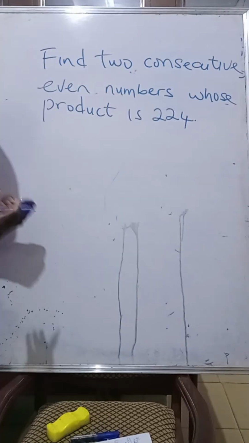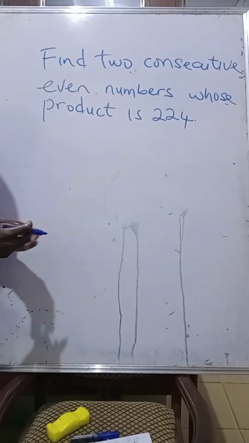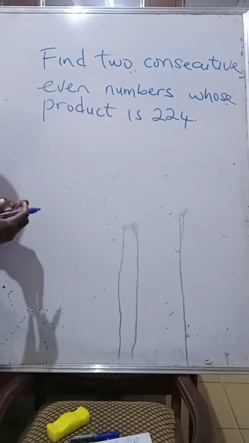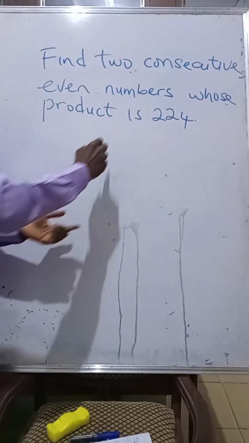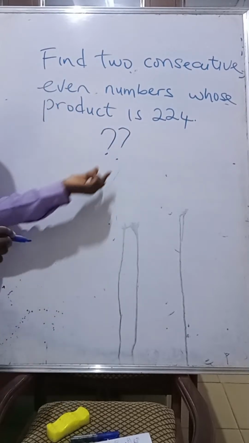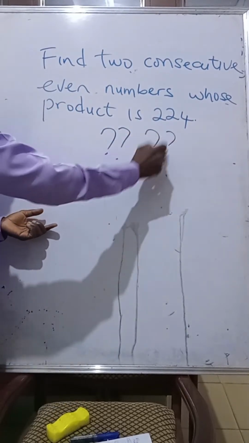Let's see the last question. Find two consecutive even numbers whose product is 224. Please let me know the solutions in the comment section. Okay, let's do it. Type in the solution in the comment section.